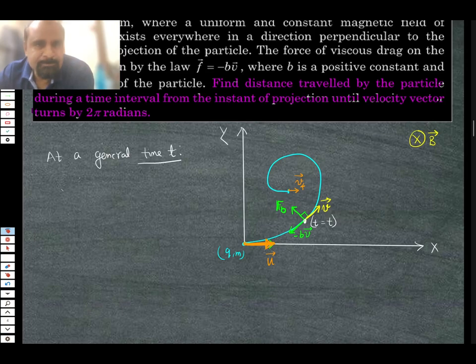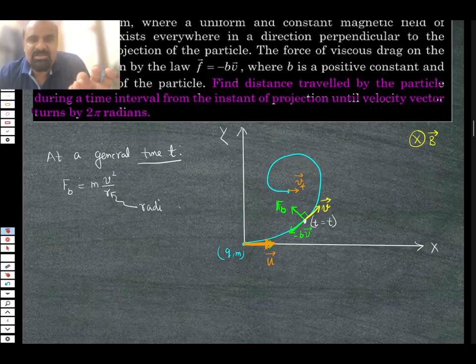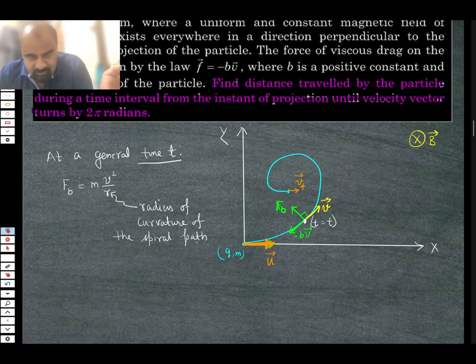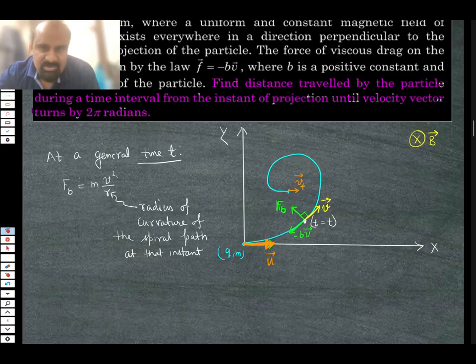So at a general time t, I can use FB is equal to m v square by r or m omega square r. Both are same thing. But what is r? R is the radius of curvature at that instant, radius of curvature of the helical path, of the spiral path at that instant. Which instant? At time t equal to t. Maybe I think it's better to write in terms of omega.